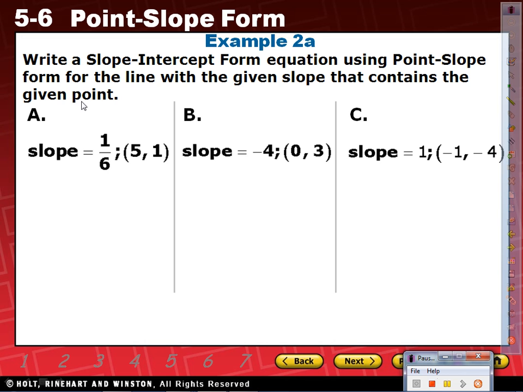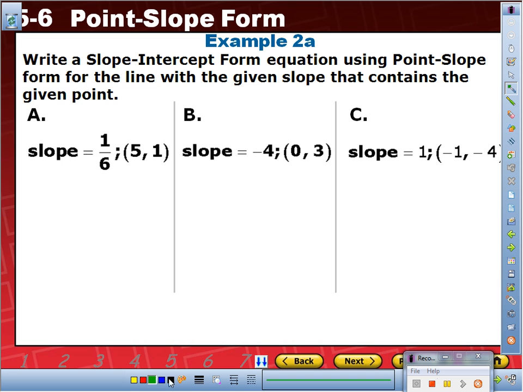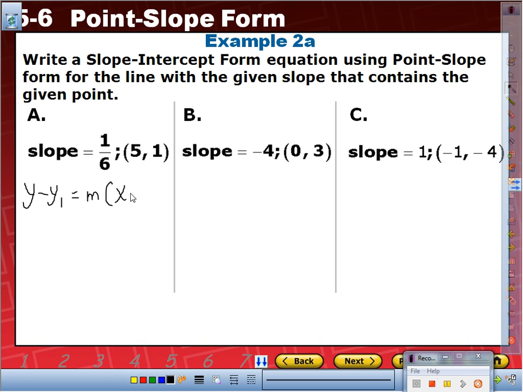Here goes the process. Pens down, eyes up here. Here it goes. Step 1. According to the notes that I gave you, step 1 says, write your point-slope form. My point-slope form is y minus y1 equals m times x minus x1. Are we there so far? You're just paying attention.